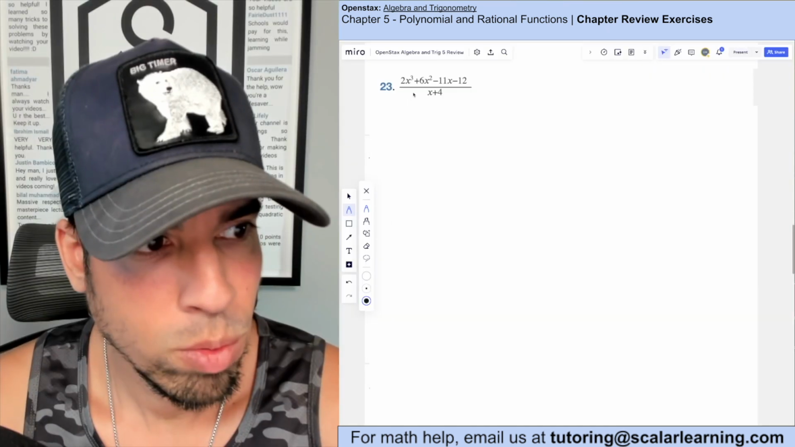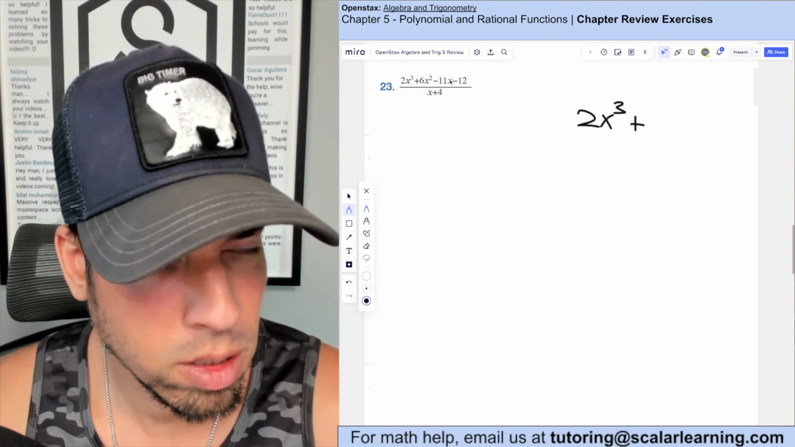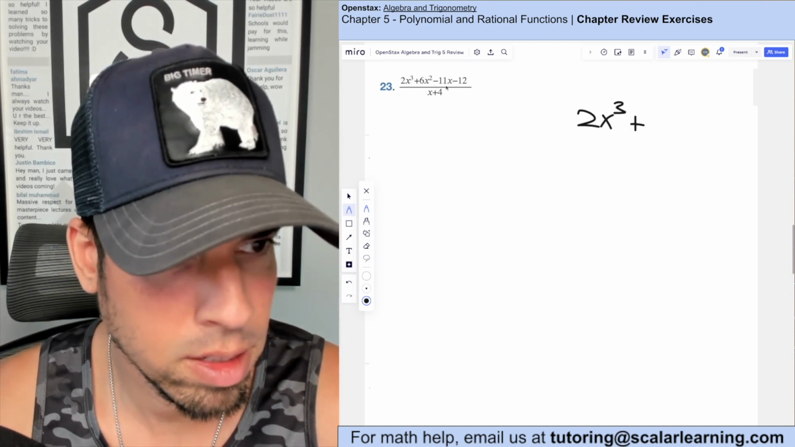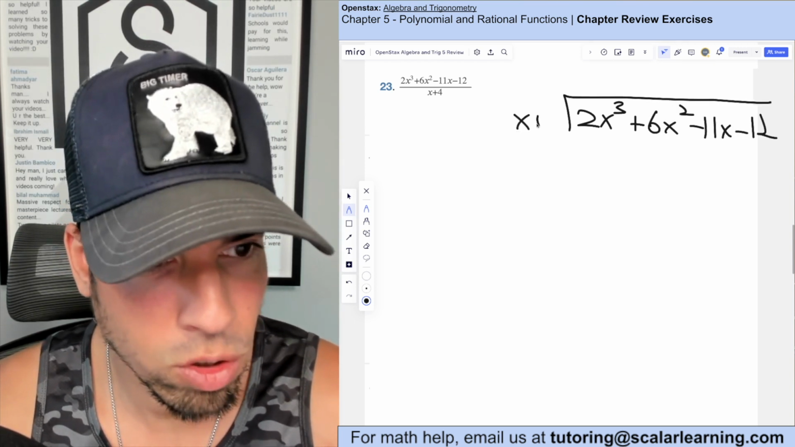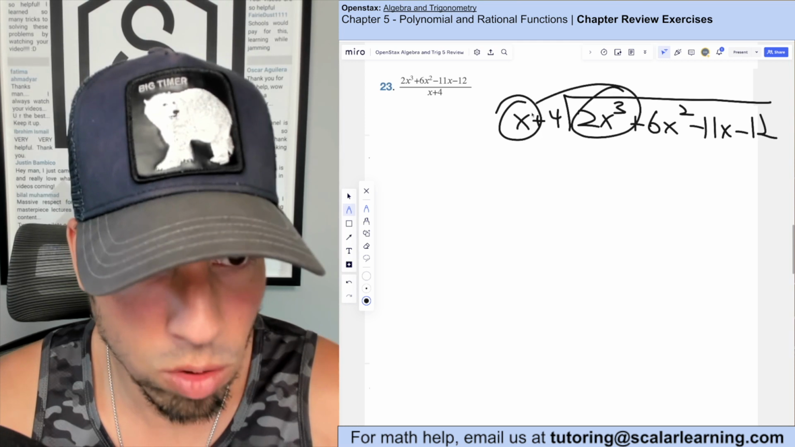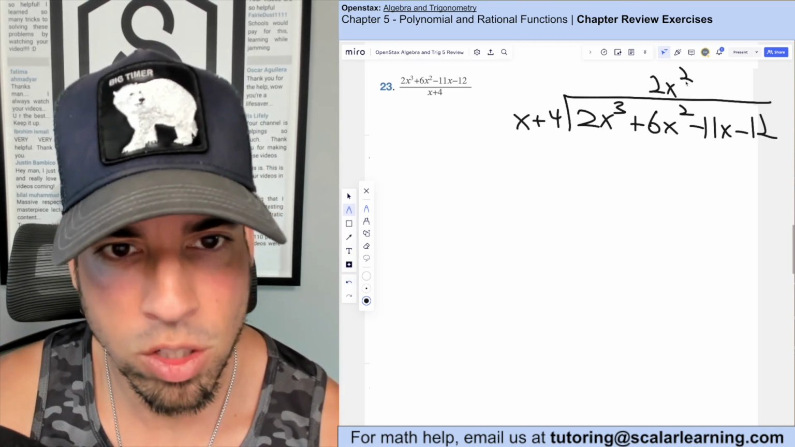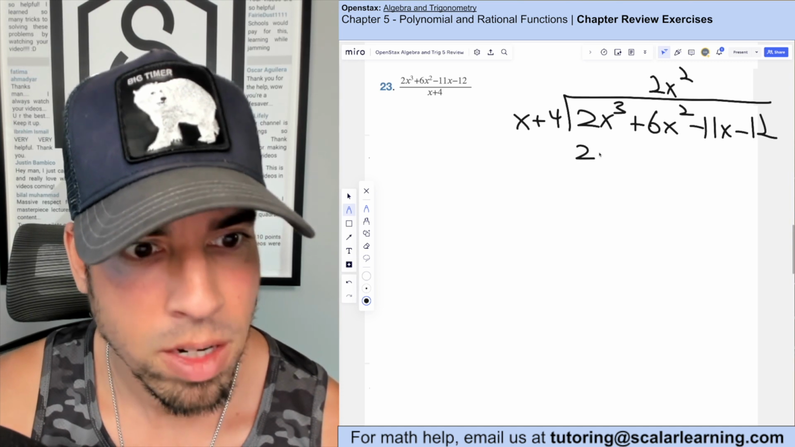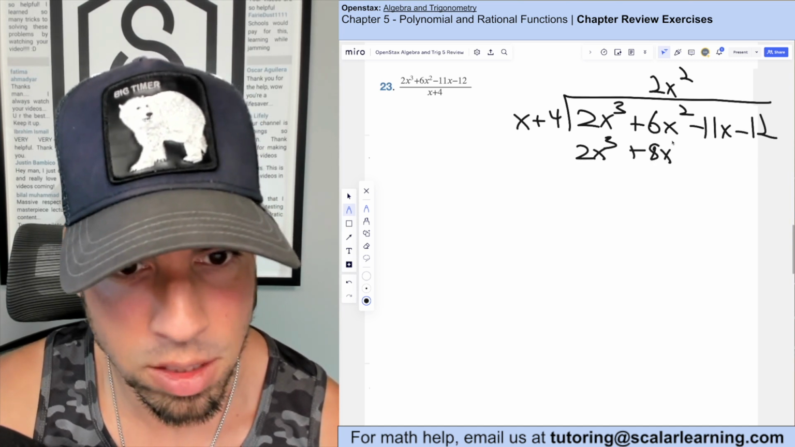Done. For this one, we're going to start off by putting this in our long division form. So the numerator, aka the dividend, goes inside the house, and the denominator, aka the divisor, goes out here. And then let's go looking at only the leading terms. So how many times does x go into 2x cubed? It goes in 2x squared times. We multiply. Now we get 2x cubed plus 2x squared times 4 is 8x squared.